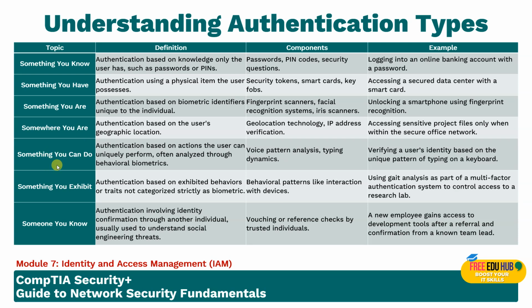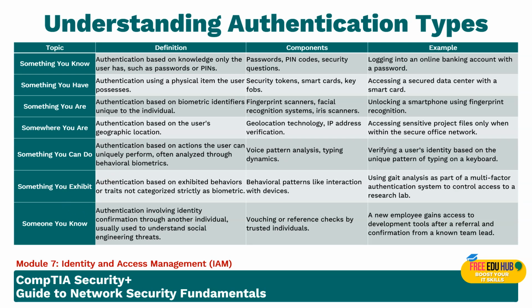Then we have something you can do. It's an authentication based on actions the user can uniquely perform, often authorized through behavioral biometrics. For example, voice patterns or analysis or typing dynamics. An example could be verifying a user's identity based on the unique pattern of typing on a keyboard. So these are the examples of something you can do, which is based on the things that you do yourself in a different way.